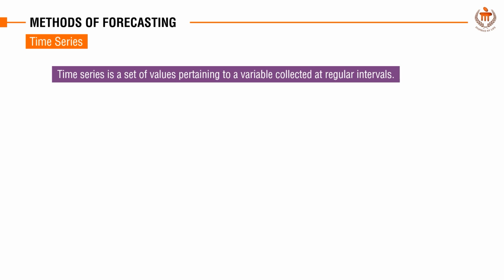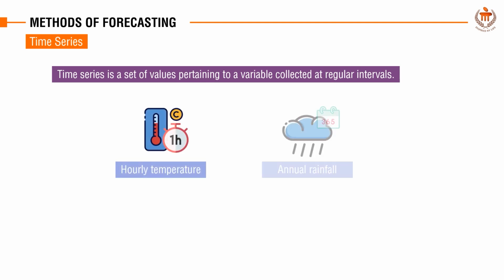One of the most commonly used quantitative methods is time series analysis. Time series analysis involves a set of values pertaining to a specific variable collected at regular intervals over time. This method allows analysts to observe patterns, trends, and seasonal variations in the data. For instance, recording hourly temperature readings or annual rainfall measurements provides valuable insights into weather patterns and climate trends.